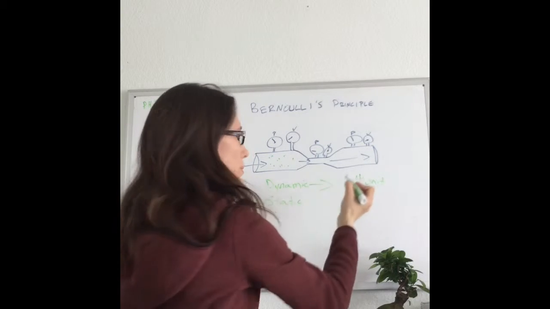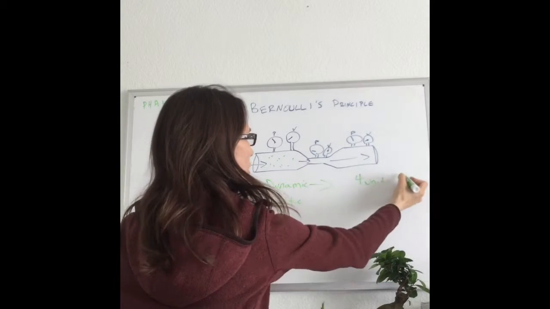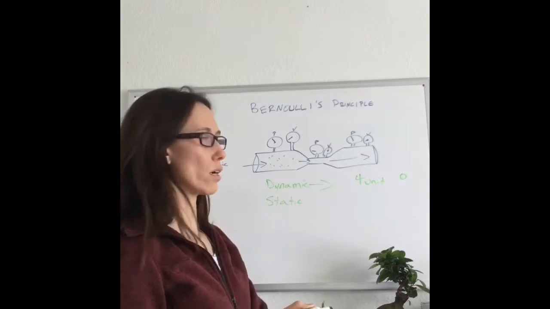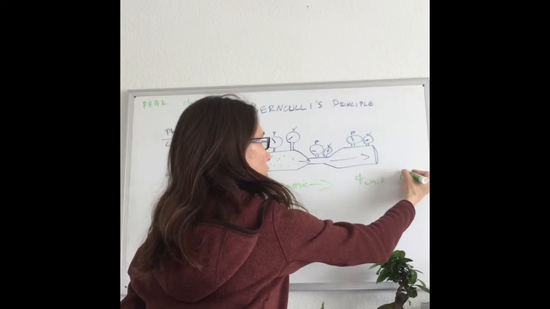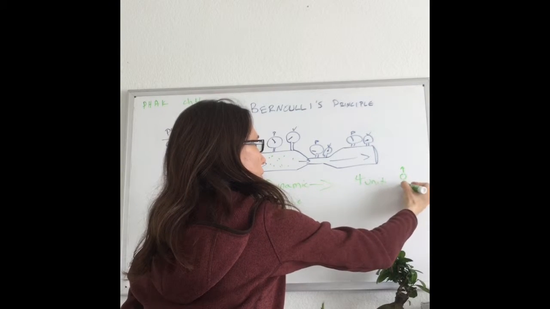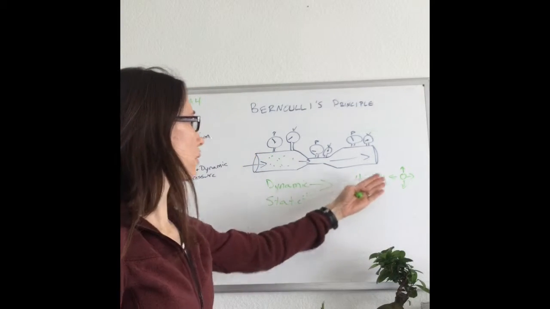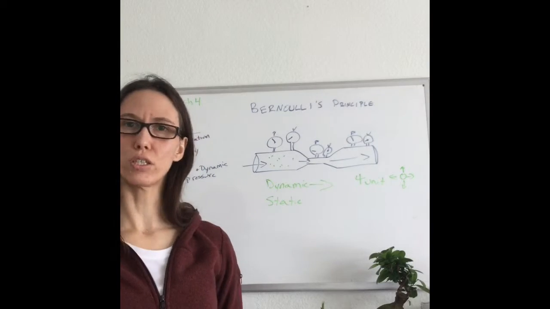Actually, let's make it 4 units. It makes it simpler to explain. Here's our one little water molecule. And let's say it has 4 units of energy. So we'll say 1 unit's going up, 1's going down, 1's going forward, 1's going backward. Okay? 1 unit of energy, you have 1 unit going each direction.